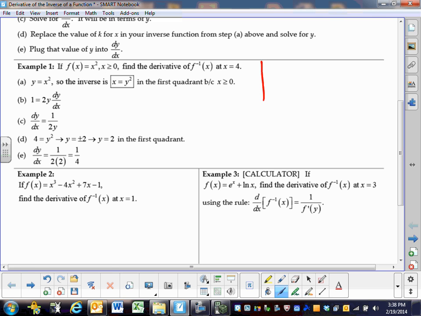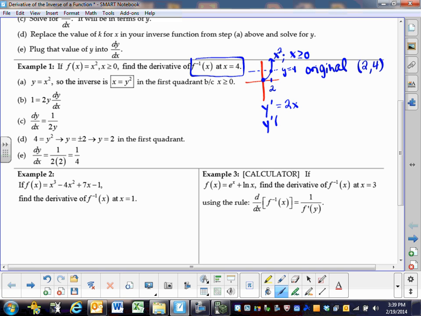So for example, if I have f of x equals x squared for x greater than or equal to 0, we're talking about only the right-hand side of that parabola. If we're talking about the inverse function at 4, that really means y equals 4. So on the original graph of x squared, the y value is 4 when the x value is 2. So if x is 2, the y value is 4 on the original function.